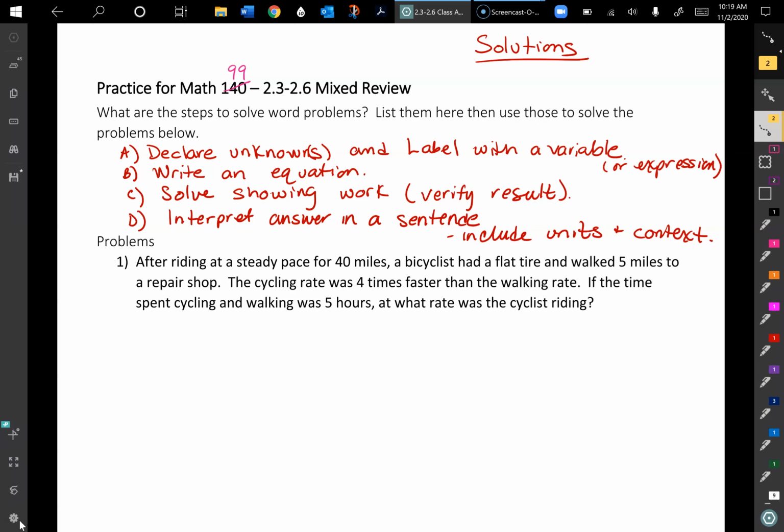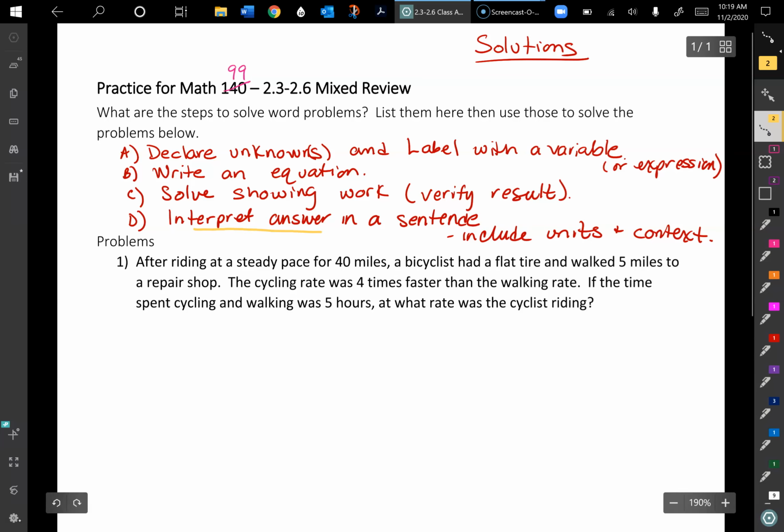Sometimes you just have to translate and you don't have a standard formula, so you have to make your own equation. Part C, solve, showing work. So you're going to put all possible steps if there's more than one. And then verify results. Even if you're putting things into your calculator or using something like Desmos, you're going to write down what you're typing in on the paper for me to see. And so you can also reference back and notice your steps.